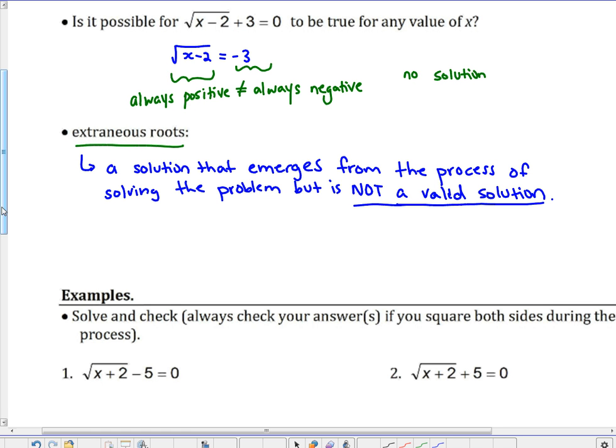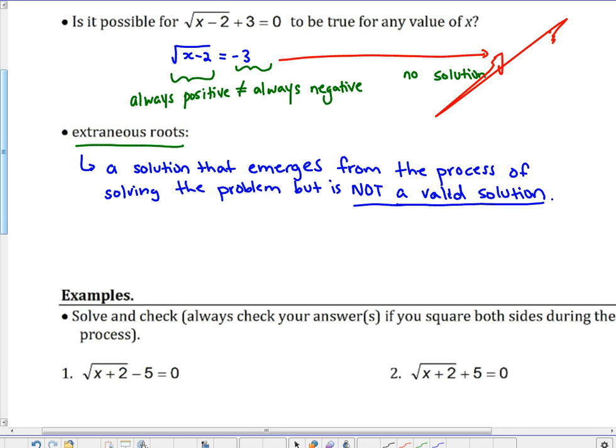The extraneous roots come up with square roots because square roots are always going to be positive. And what happens is when we want to isolate the square root, we're going to get rid of the square root. We're going to square both sides. And so when we square both sides, something emerges where we have two solutions emerge. Because if I square both sides, I get x minus 2 equals 9. Like if I tried to solve this algebraically and I squared both sides.